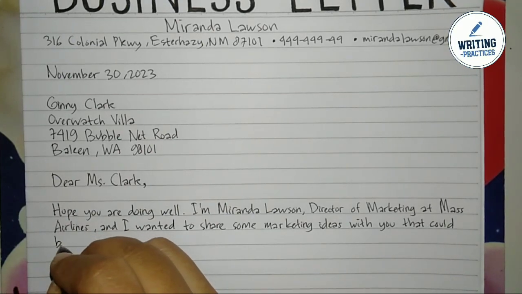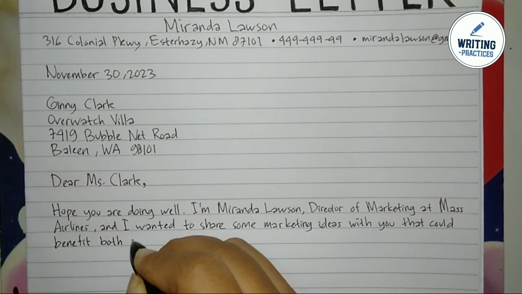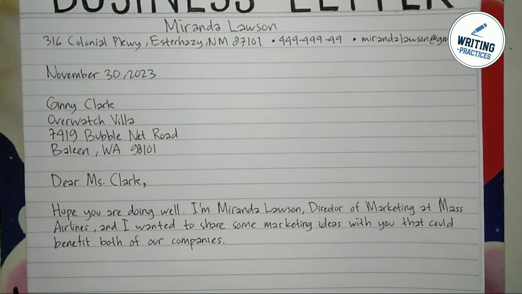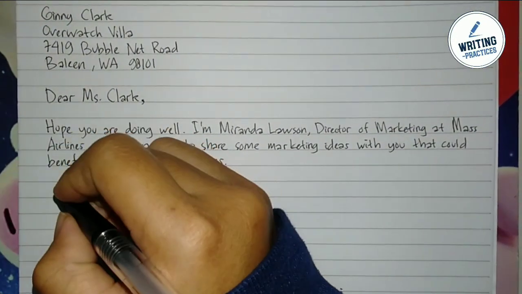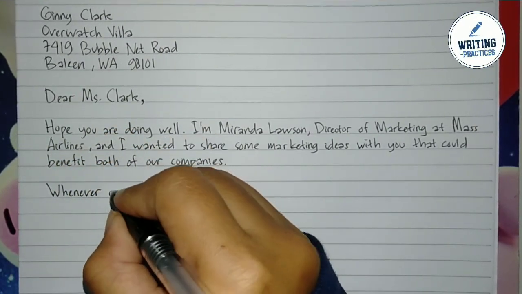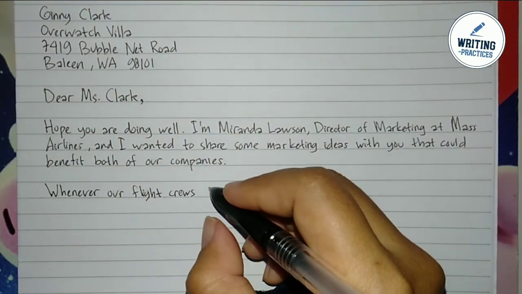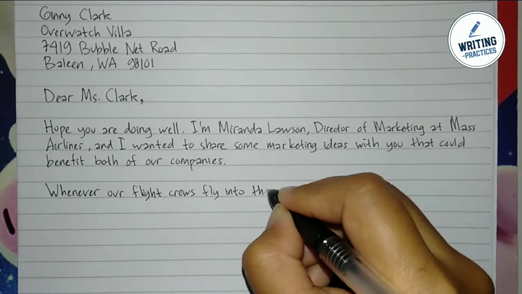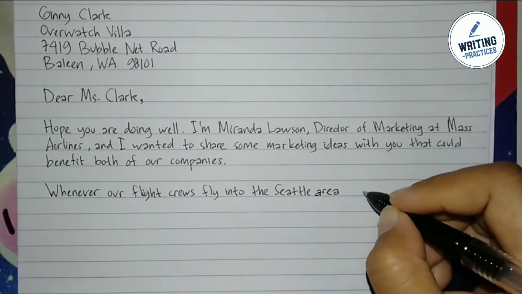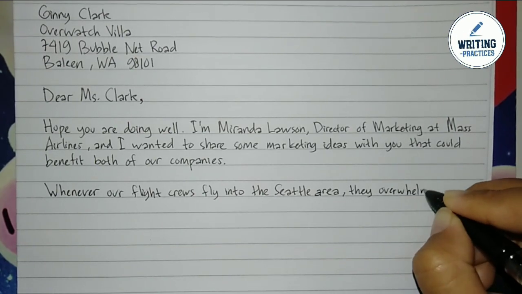In this example, the writer is a director of marketing at an airplane and wants to build marketing strategy with the recipient's company for win-win solution. In the second paragraph, you can explain why you are asking for collaboration in business and marketing. In this example, the writer explains that the airplane crews love to stay at the villa owned by the recipient.